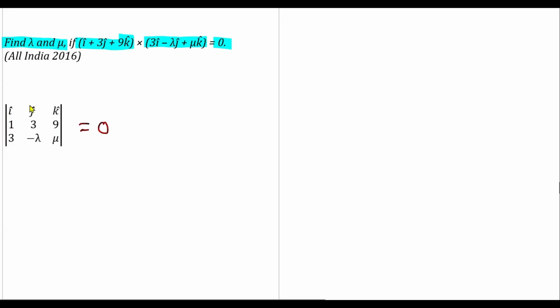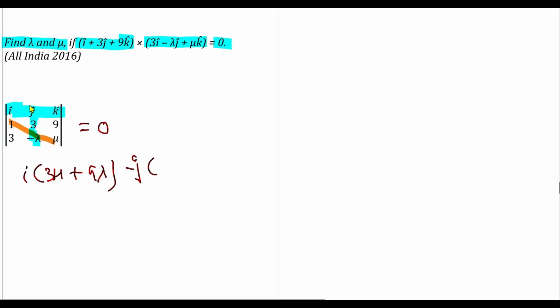I'm going to expand along R1. Along R1, if I eliminate this row and column, it comes out to be, I multiply this into this, that is 3 nu minus minus plus, so this is 3 nu plus 9 lambda. And along j, it is minus, right? Minus j multiplied by. So I need to eliminate this row and this column, and we have to get the product of this and this.